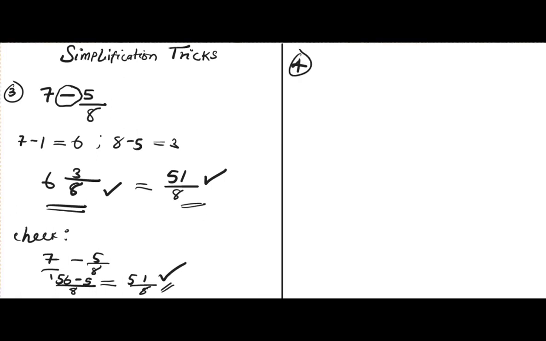Now let's take this other example. We have 3 minus 4 over 7. We are going to subtract 1 from 3, so we have 2. We subtract 4 from 7, we have 3 over 7. Which is equal to 7 times 2, that is 14. 14 plus 3, that is 17 over 7.